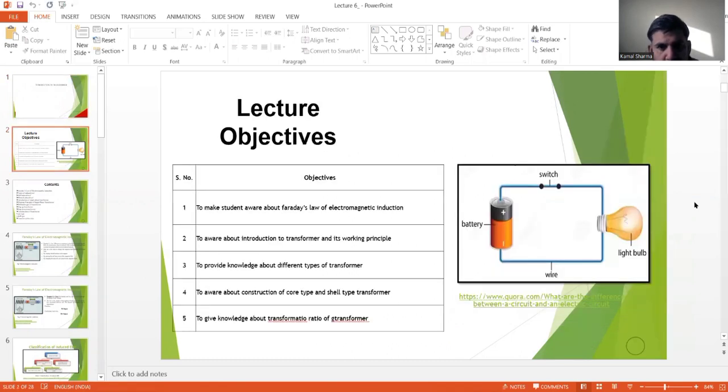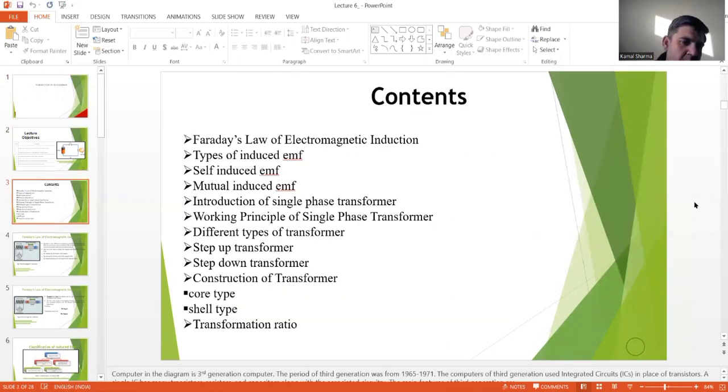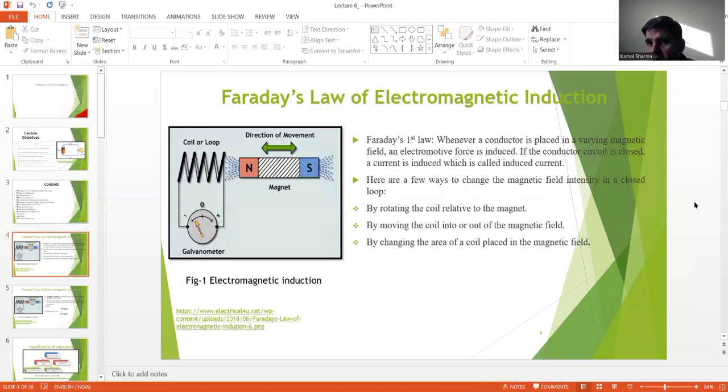So let's talk about the introduction to transformer, in which we will talk about Faraday's law of electromagnetic induction, induced EMF, the working, the construction, and the transformation ratio. So very important. Please stay in touch and see the whole video. Again, Faraday's first law says whenever a conductor is placed in a varying magnetic field, EMF is induced, and if the conductor circuit is closed, the induced current will flow.